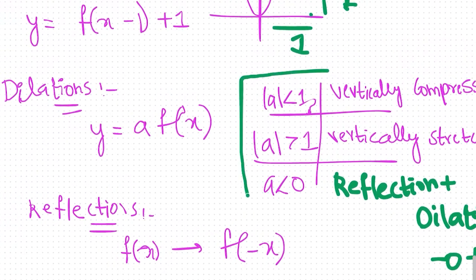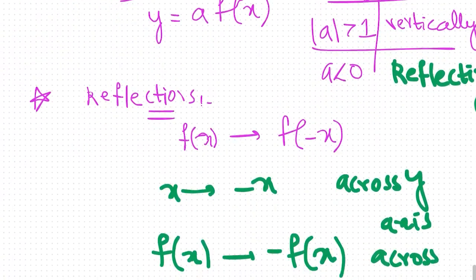So it's the same thing. When a is 0.5 in the quadratic graph above, the graph was vertically compressed. Same thing. So this is valid for all other polynomial functions.